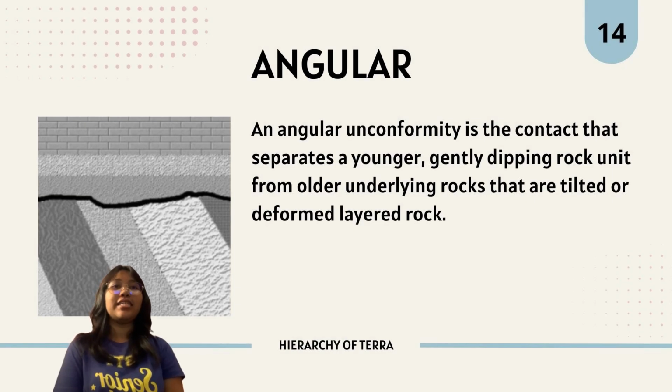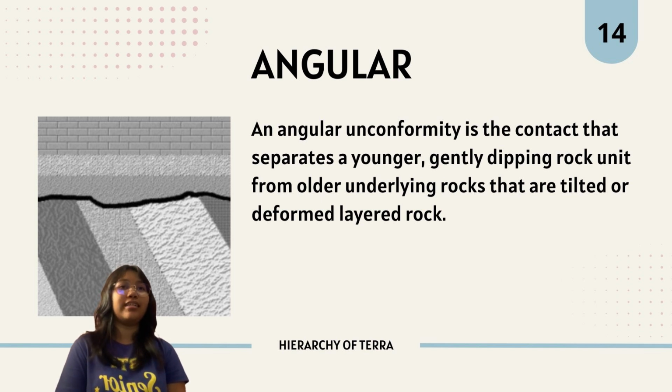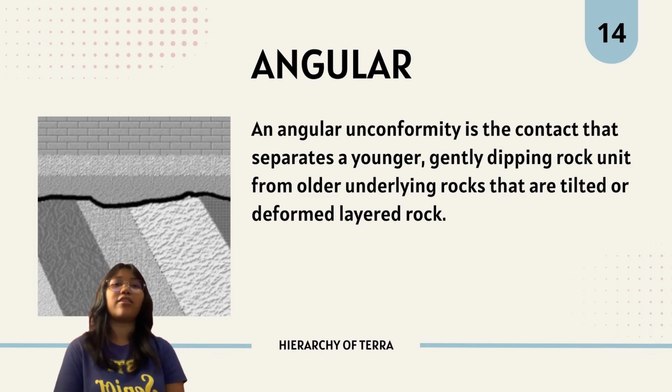Last but not least is angular unconformity. An angular unconformity is the contact that separates a younger gently dipping rock unit from older underlying rocks that are tilted or deformed layered rocks. The contact is more obvious than a disconformity because the rock units are not parallel and at first appear cross-cutting. And here's an example of angular unconformity.